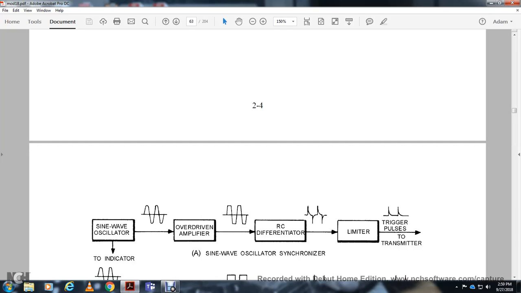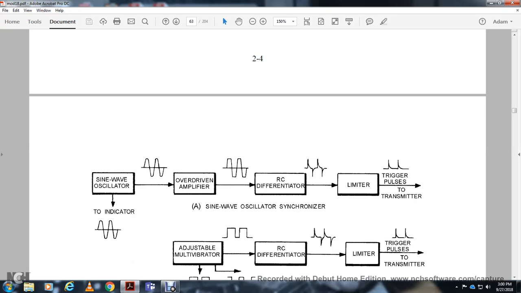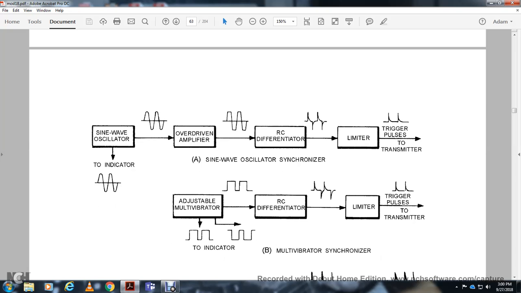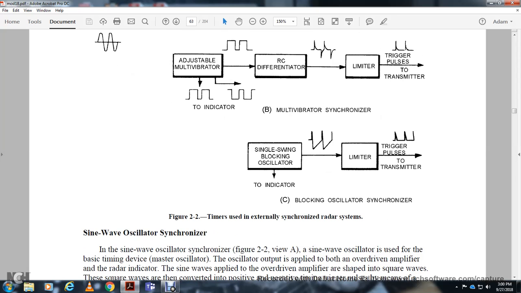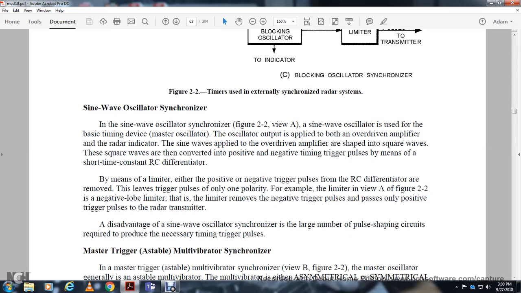The first shows the sine wave oscillator synchronizer: sine wave oscillator, overdriven amplifier, RC differentiator and limiter, giving the trigger pulse for the transmitter. The second shows the multivibrator synchronizer to the indicator: adjustable multivibrator, RC differentiator and limiter, giving the trigger pulse for the transmitter. The third is the blocking oscillator, a single swing blocking oscillator to the indicator, with a limiter giving the trigger pulse for the transmitter. First, the sine wave oscillator synchronizer.